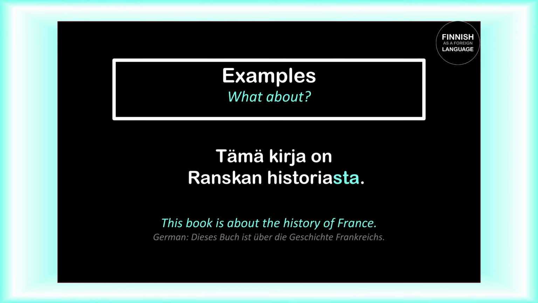So historiasta is standing here in the elative case, and France here, which is Ranska in Finnish, has to stand in the genitive case because we're talking about the history of France. So that is why we say Ranskan. So let's repeat. Tämä kirja on Ranskan historiasta. This book is about the history of France.